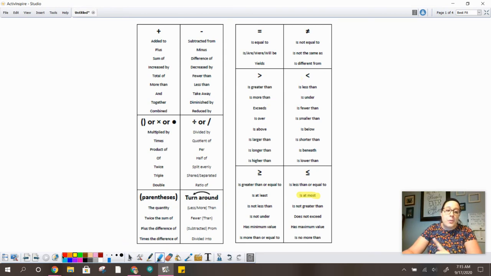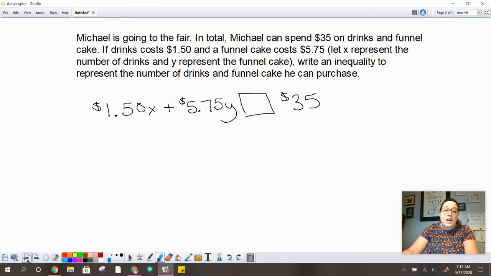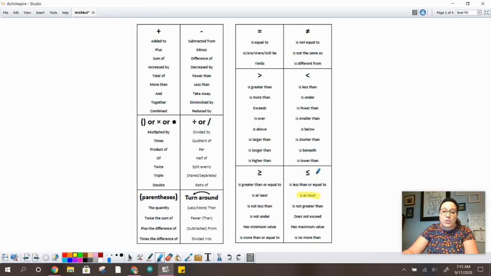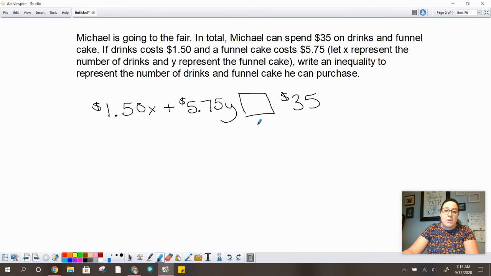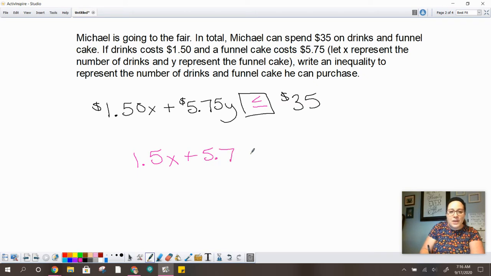Okay, so mine are on the left, and in the cheat sheet, it says that "is at most" should be a less than or equal to sign. So that means that at most he can spend this, or he can spend less than that. So the sign I want to put in here would be the less than or equal to. And then if I'm writing this without the dollar signs, you could put 1.5x plus 5.75y is less than or equal to 35. Okay, and that's all you would do for this problem, because all it wants is the inequality. It doesn't tell you to solve, which this would be difficult since we have 2 different variables.